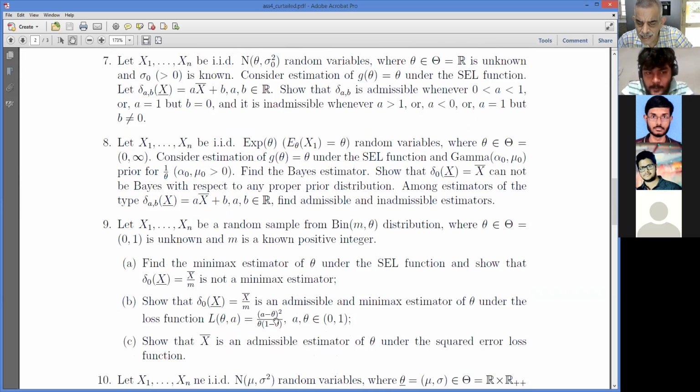Now note that when we talk about admissibility, any estimator which is admissible under this loss function, which is just a constant times (A minus theta) whole square, would be admissible under (A minus theta) whole square, because theta into 1 minus theta would be common when I am comparing the risk of two estimators. If you consider the risk of any estimator here, it is the risk under the loss function (A minus theta) whole square by theta into 1 minus theta.